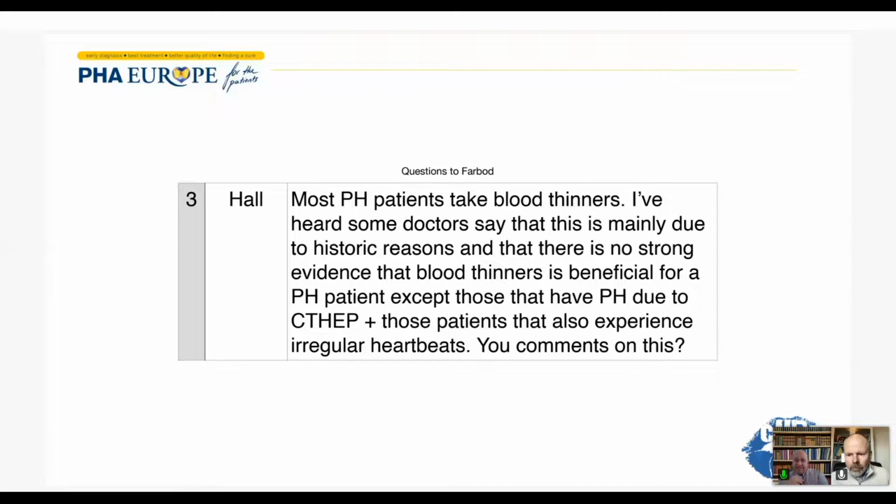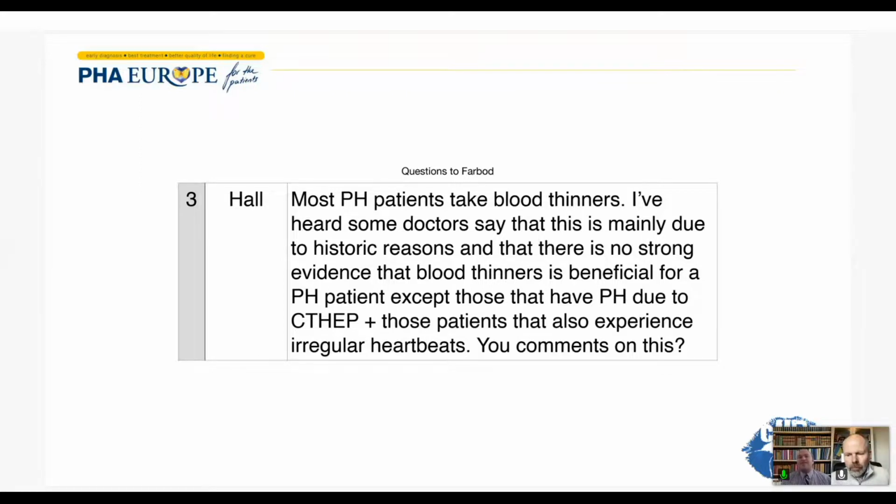And so I would actually agree with what you have heard from some doctors, which is that really there's no proven role for blood thinners in patients with PH, except for those with CTEPH or have another indication for anticoagulation. There is a theoretical idea that there may be an overlap. We may not be as good at detecting distal CTEPH as we think we are, but the data hasn't borne that out.